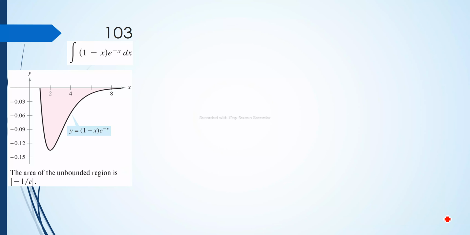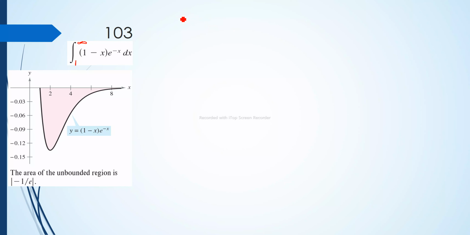Okay, good day. Let's proceed with our third example for improper integrals with infinite integration limits. Here we have to find the integral of 1 minus x times e to the negative x dx with a lower limit of 1 and upper limit of positive infinity.